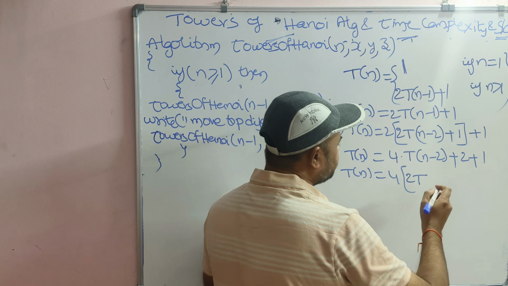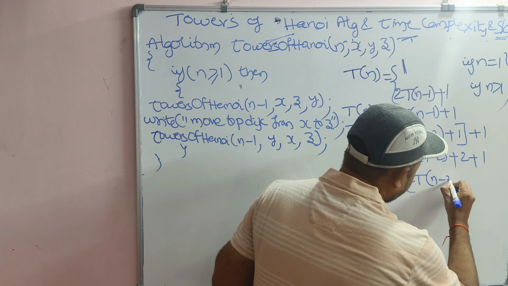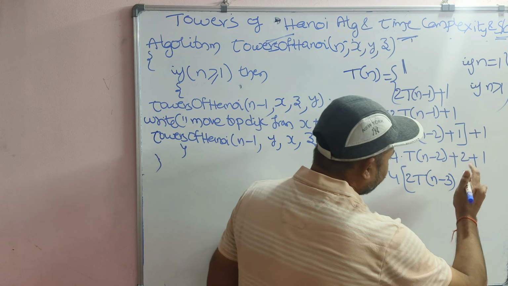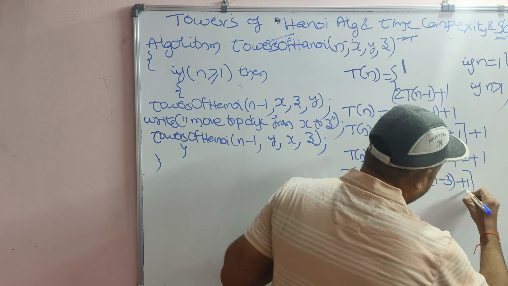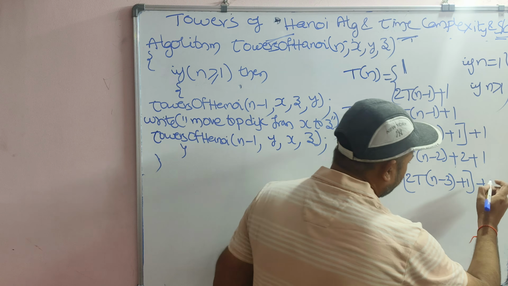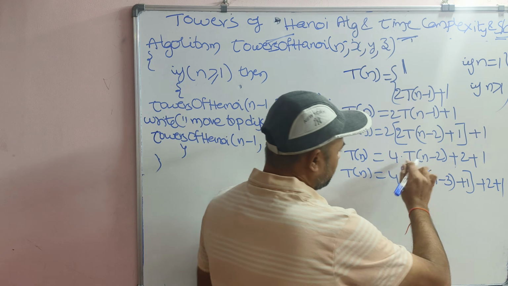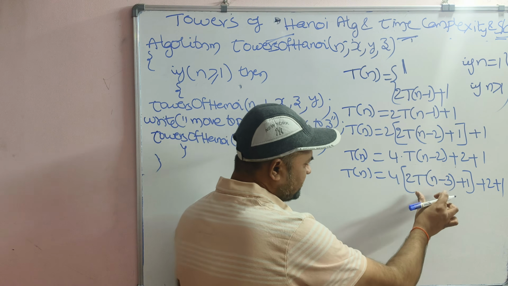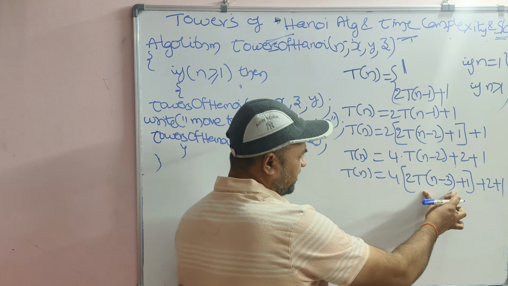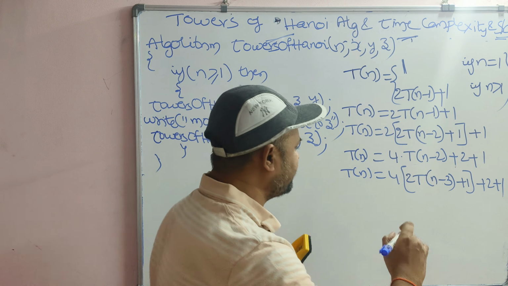n minus 2 minus 1 means n minus 3. n minus 3 plus, there is no change in this one. As well as here, additionally we have 2 plus 1. So 4 into t of n minus 2. So this is nothing but the formula for t of n minus 2. Additionally we have 2 plus 1.